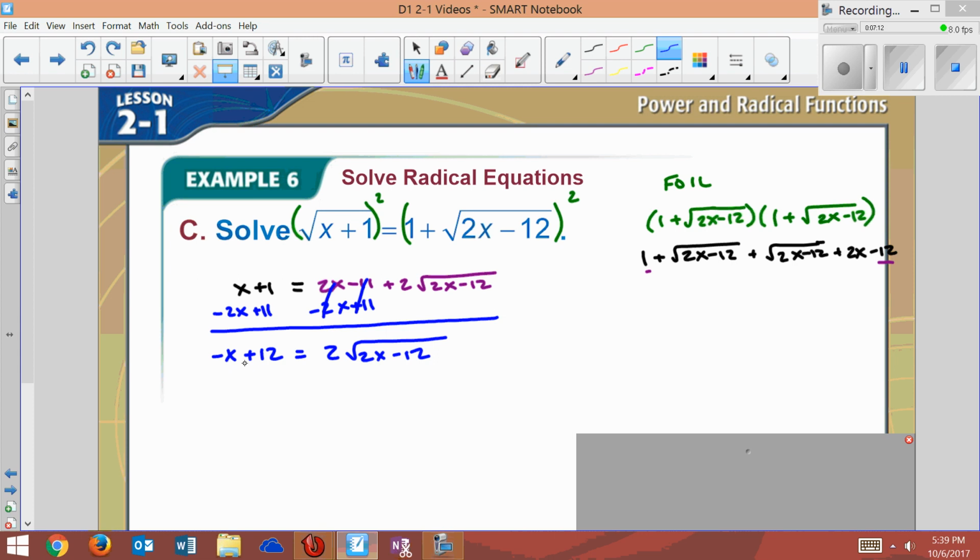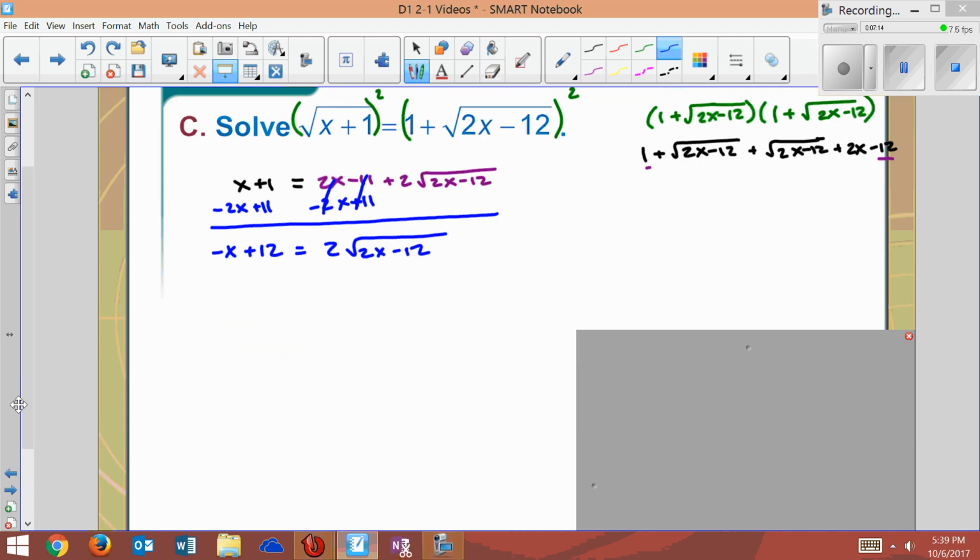And before we square to get rid of that, I first need to get rid of the 2. So before I square that, I'll divide the 2 over. And I'm going to divide each one of these by 2. You got to do it to everything. These are connected. These are considered one factor, so you only have to do it once. These are 2 terms, so you have to divide each one. So now really what I have is negative half x plus 6 equals the square root of 2x minus 12.